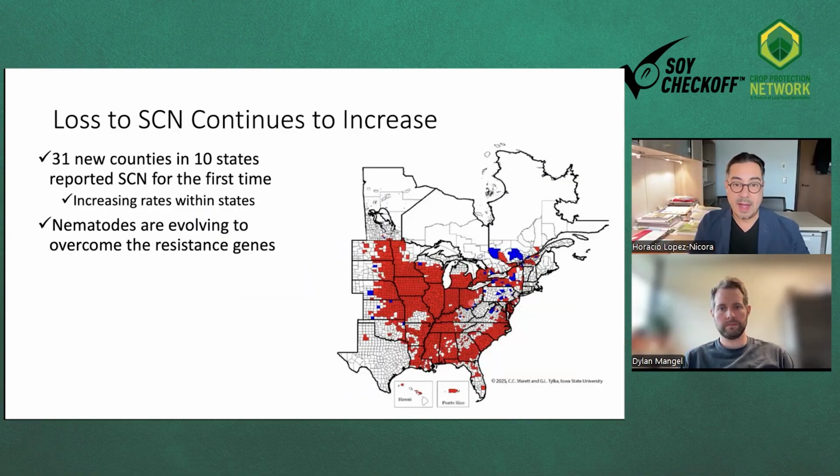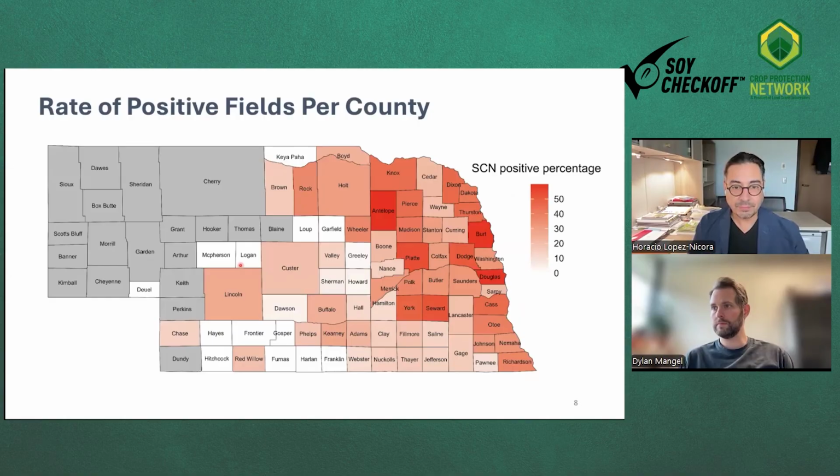So here we're showing a map where red is the places where the nematode has been detected previously. Blue is, as of this publication, new counties that reported where previously SCN was not detected. And unfortunately, the nematode also continued to evolve and adapt and gain the ability to reproduce on sources of resistance. So, Dylan, what's going on in Nebraska with soybean cyst nematode?